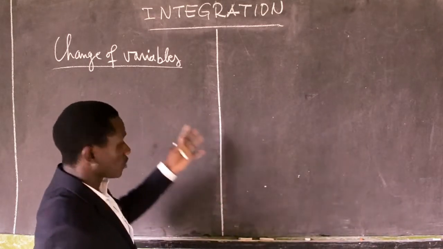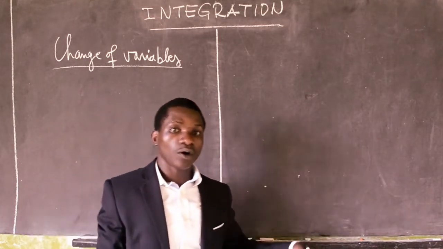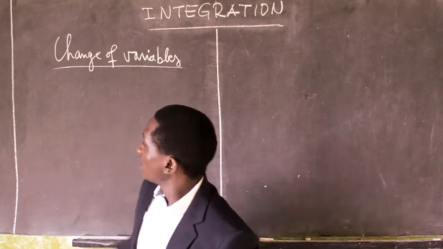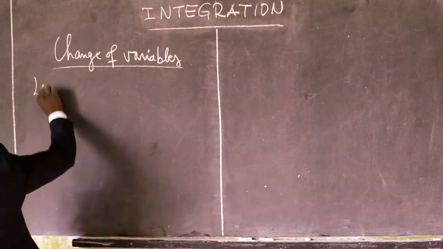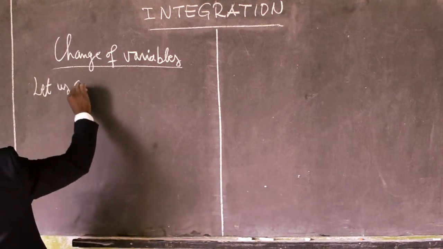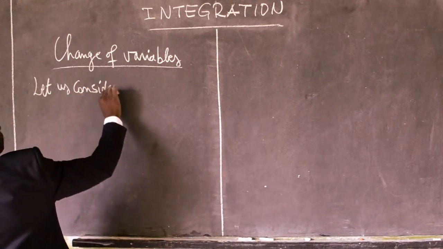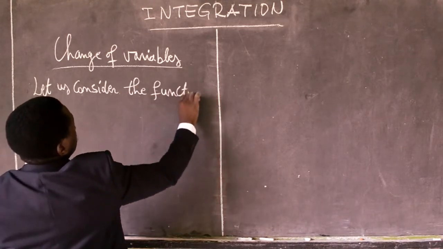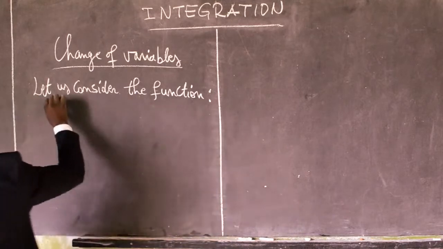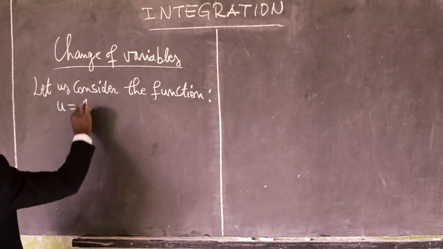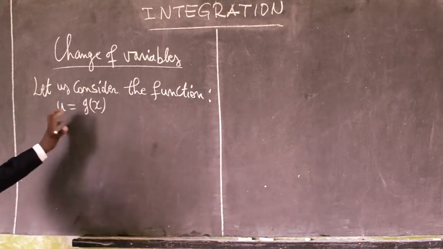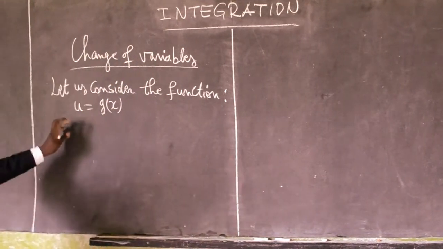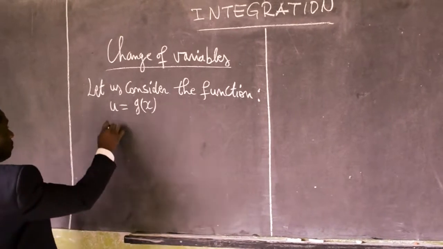So this substitution method is based on differentiation of composite function. Let us consider the function u equals g(x). Then, when we are using integration by change of variable, we consider the below formula.